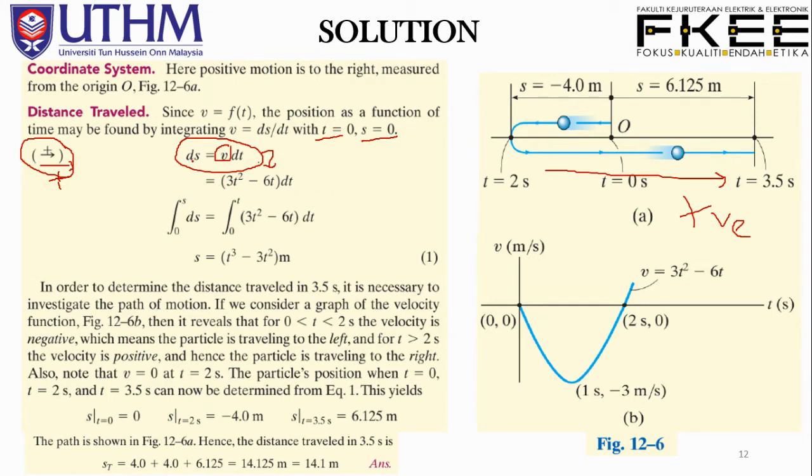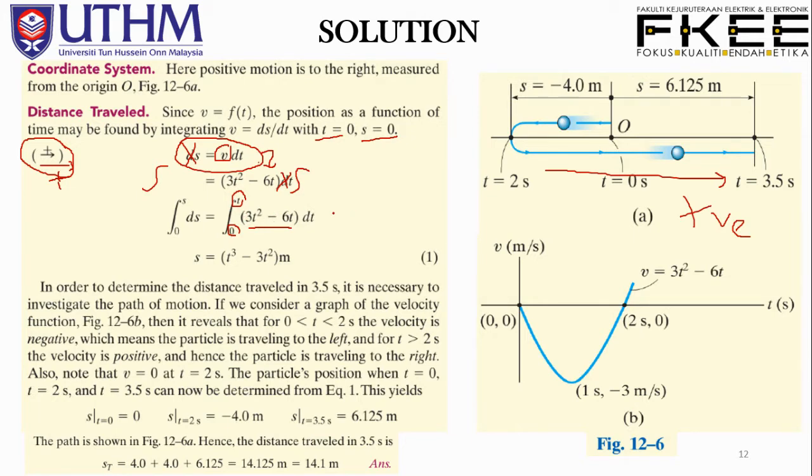Okay, and then again, in order to remove the t, to make it disappear, you need to integrate both sides. This is ds, position or distance from 0 up to s, and then we have time from 0 up to t, and you need to integrate 3t squared minus 6t.